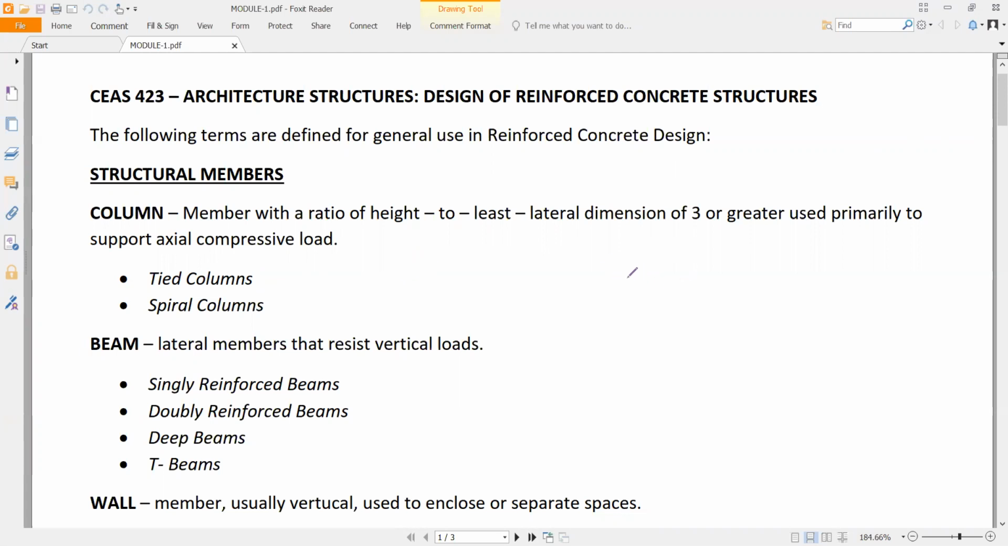So the first one is the column. A column is a member with a ratio of height to the least lateral dimension of at least 3 or greater. This is used primarily to support axial compressive load. So our column is one of our vertical members.